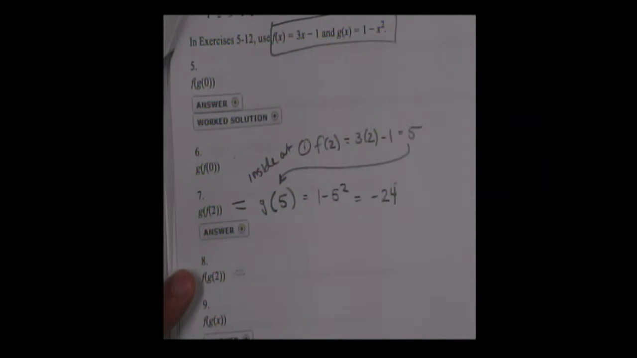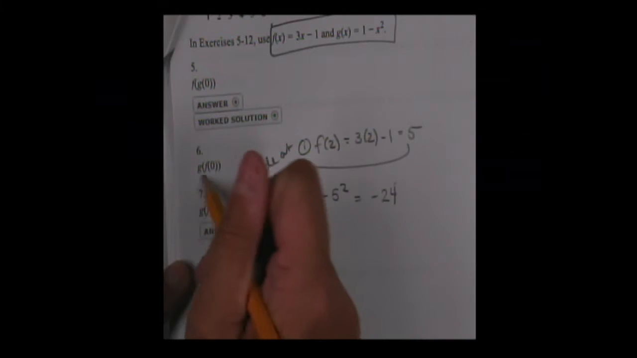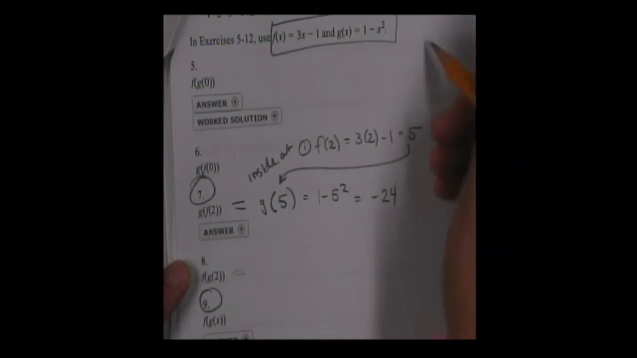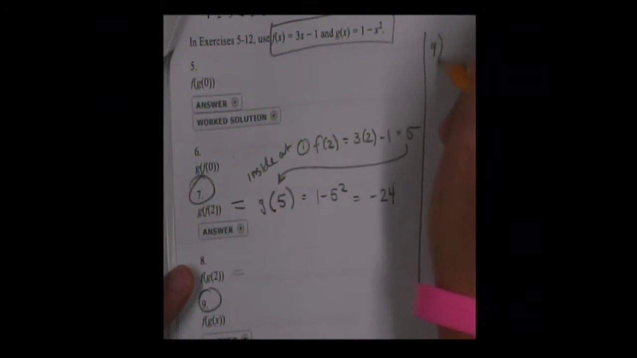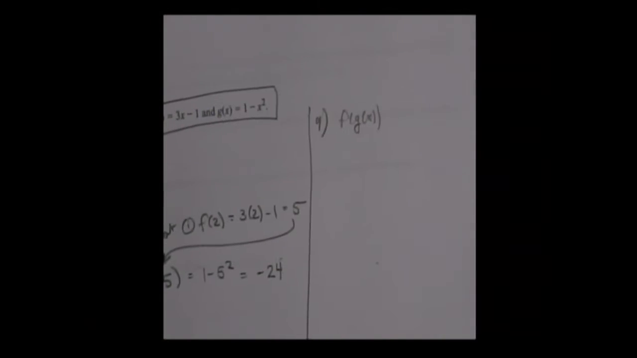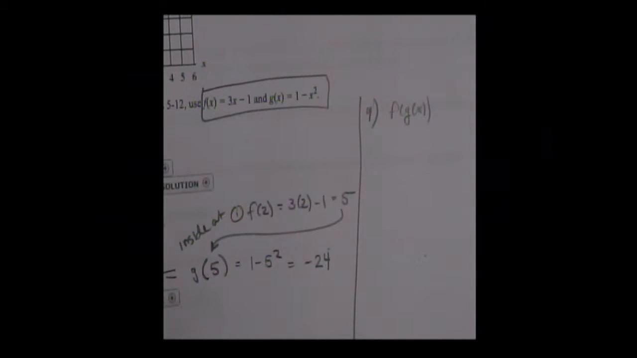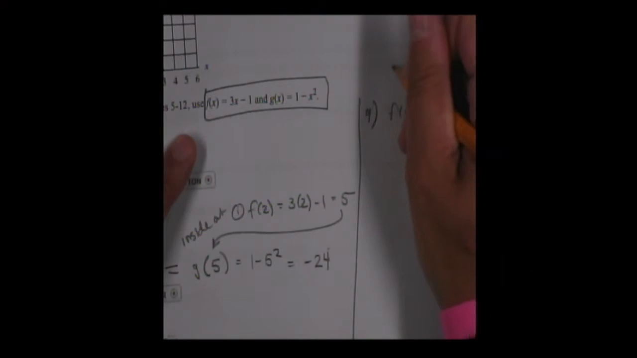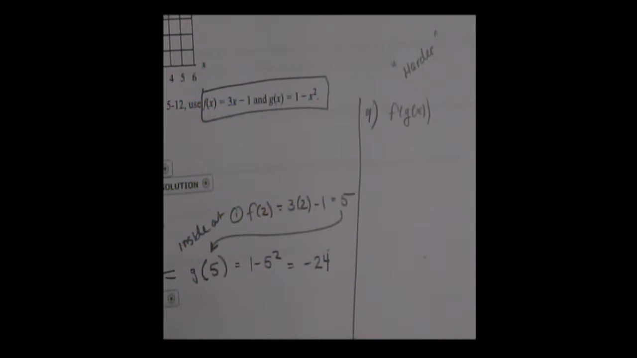What if we do number 9, and just because it's getting down the page a little bit, I'm going to rewrite the question over here. So I want to do f at g at x, and then I can still see that. This is the one that's a little trickier. This is the one that for most students is one of the little harder things to do. If you find it a little harder to do, you're probably not alone.